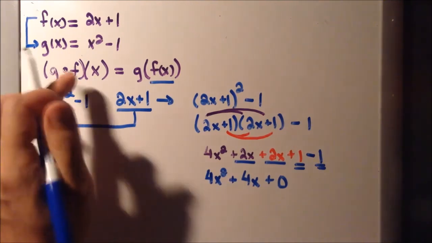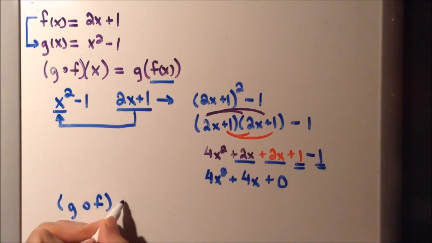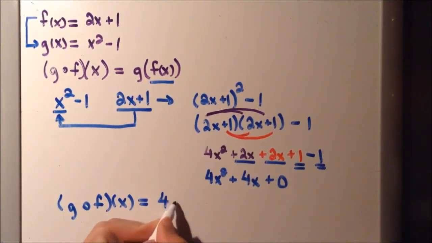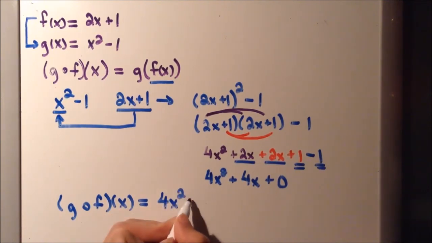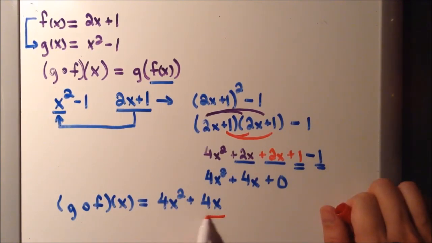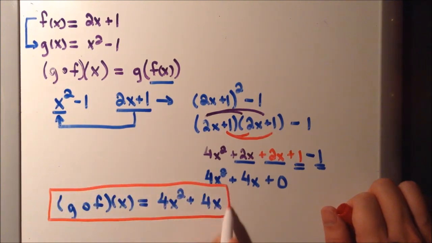So, this right here, the composition of g of f of x is just 4x squared plus 4x. So that's pretty much it. Box this up, and that's it.